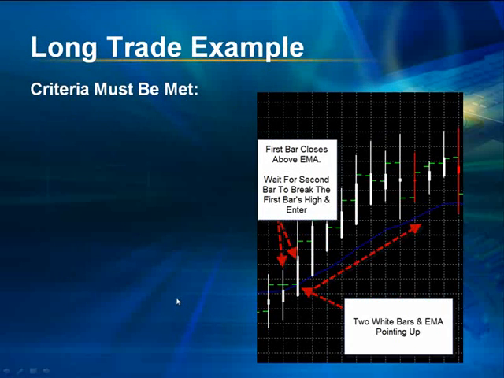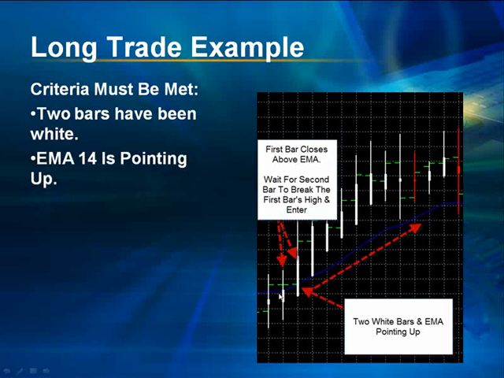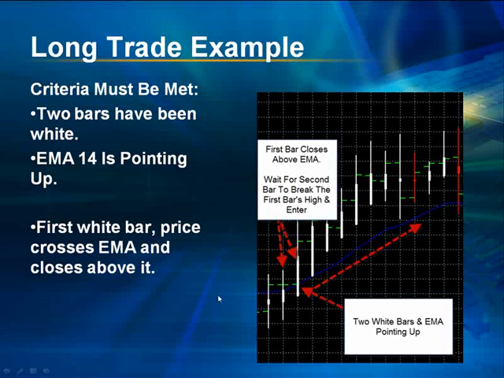So let's just take a look at a trade example in the presentation, and then I'll show you a couple of long trade examples on the charts themselves. So we need to look that the two criteria have been met. We need to first find two white bars. And looking here, we've got our criteria. We've got two white bars. The EMA must be pointing upwards, and in this case it is. And then we look for our entry point.